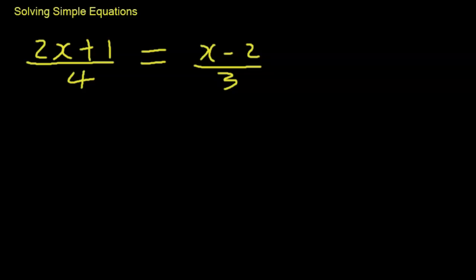So this is the final one I'll be looking at in this series of videos. Alright, so we have 2x plus 1 over 4 equal to x minus 2 over 3. Good, so again, same principle. We want to get rid of the denominator, so we multiply both sides by the LCM, and in this case the LCM is 12. So we times both sides by 12, or each term.